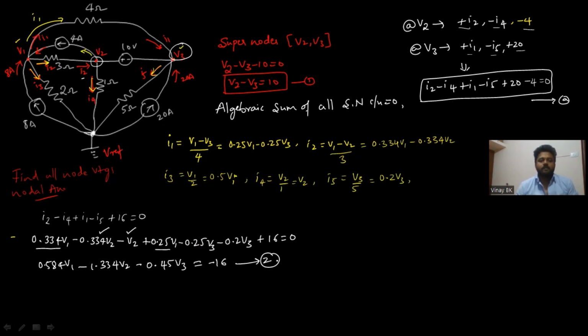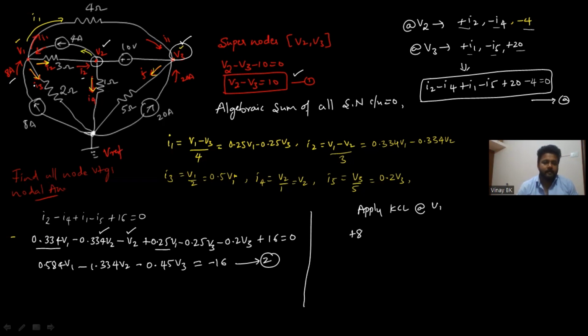So from the supernode you got one equation, from the supernode currents you got one equation, which means from V2 you got an equation and from V3 you got an equation. Now we need to write one from V1. So apply KCL at node V1. Look into V1: 8 ampere is entering, so plus 8.